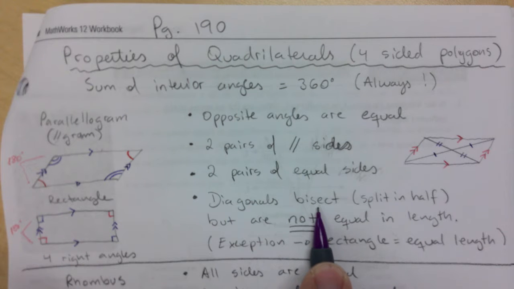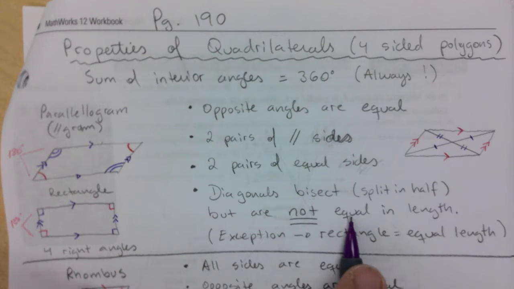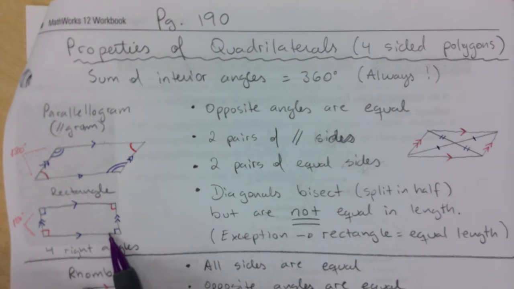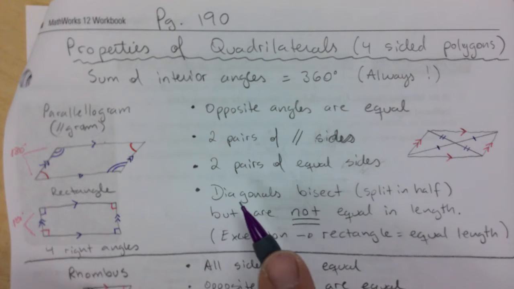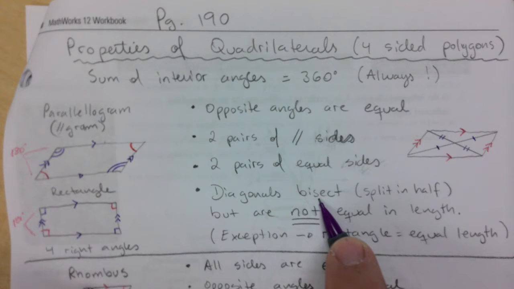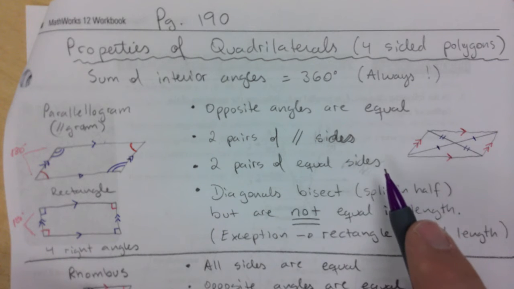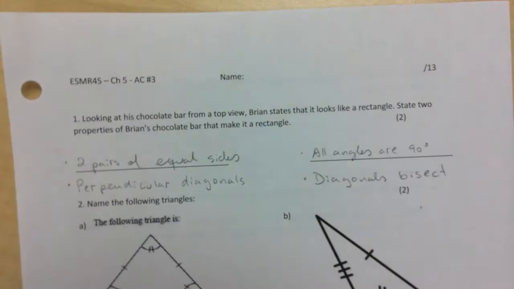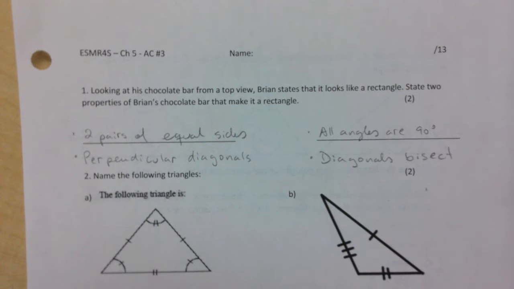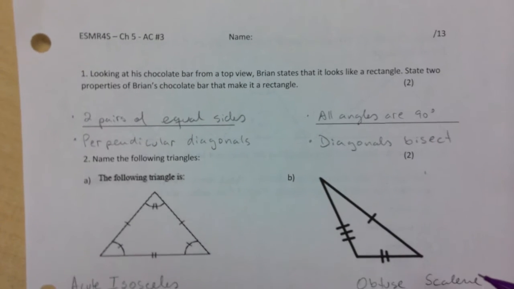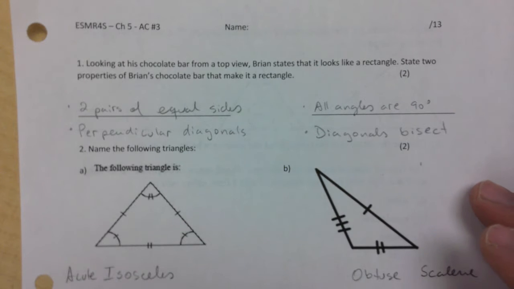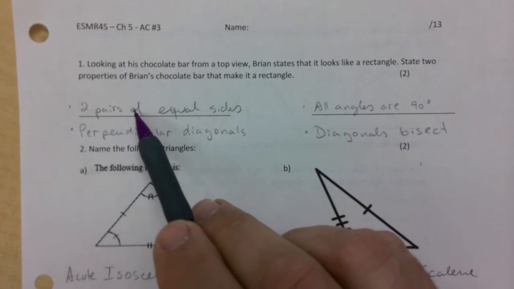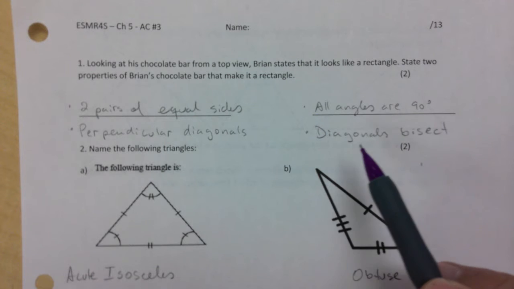Diagonals bisect, but they're not equal in length, except for the rectangle, where the diagonals actually are equal in length. So you have so many properties that you could have stated. If you just said diagonals bisect, that's fine, and if you said diagonals are equal, that's also fine. You have lots of options to choose from. So on your study sheet, if you have 2 or 3 of each, you're going to be just fine. Basically, you get 1 for this and 1 for that. I just gave you more.